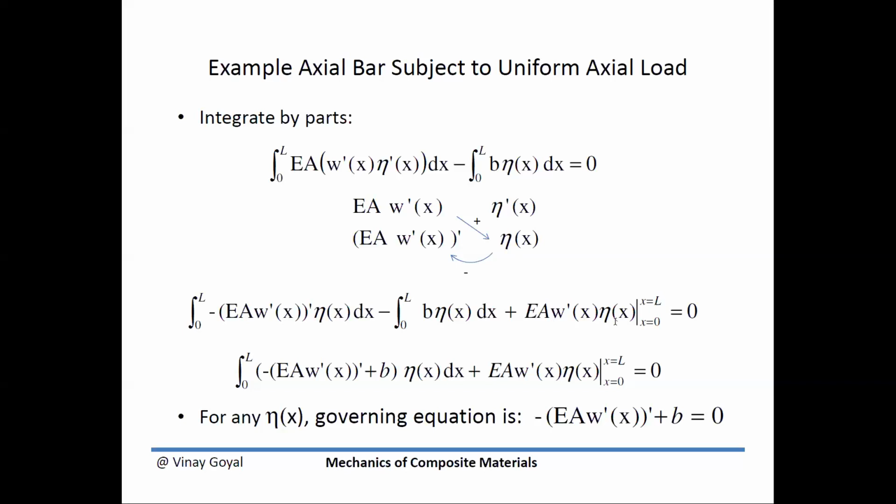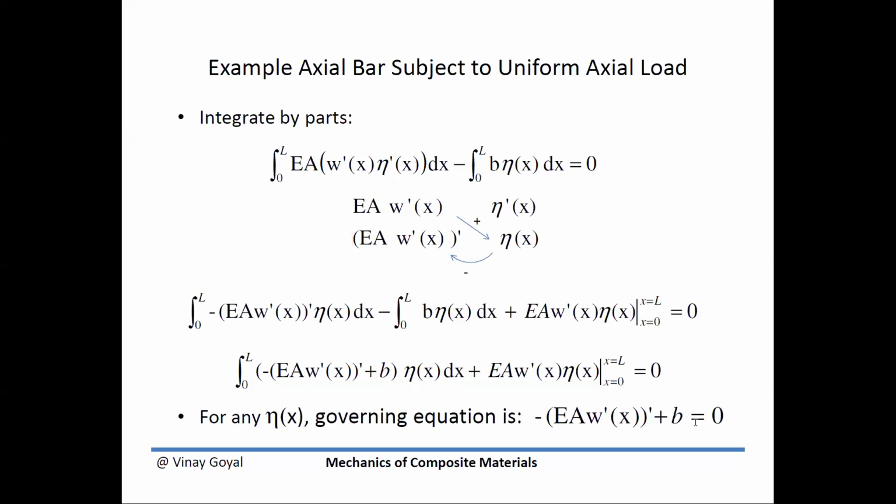So what did we find? We find that eta x is arbitrary. And I can now factor that out here in this manner. So eta x can be factored. And you get this equation times eta x plus you have this boundary condition. I want to point out that for any eta x, if that needs to be arbitrary and this integral has to be 0, then the governing equation for this particular problem is this right here.